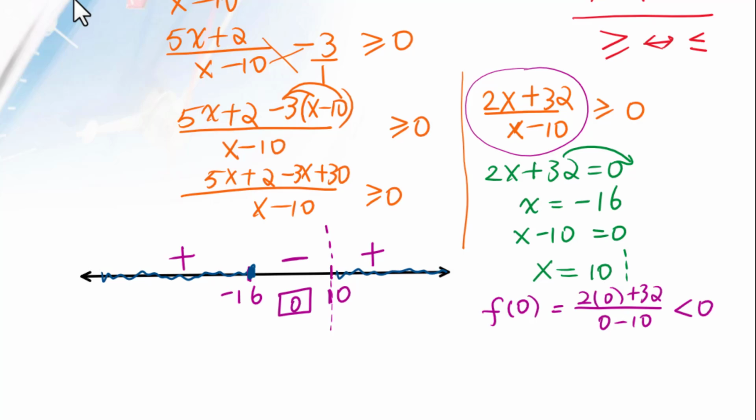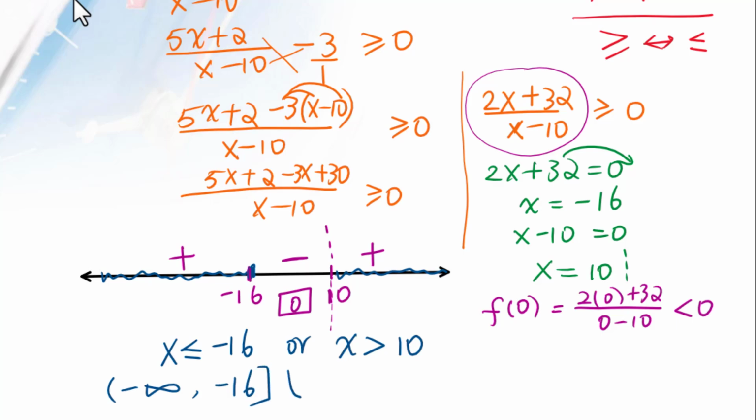This is a root. X less than or equal to negative 16 or x greater than 10. No equal sign because this is a vertical asymptote line. Or you can write from negative infinity to negative 16 bracket, union from 10 to positive infinity.